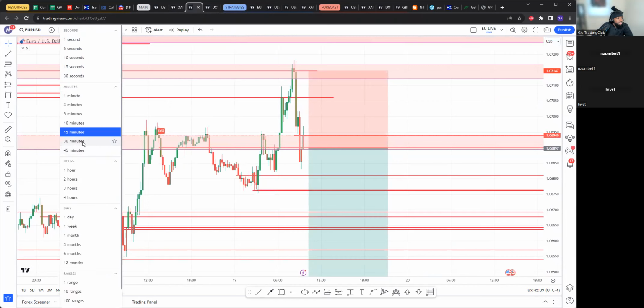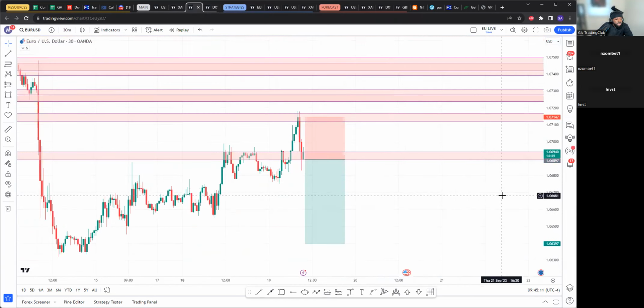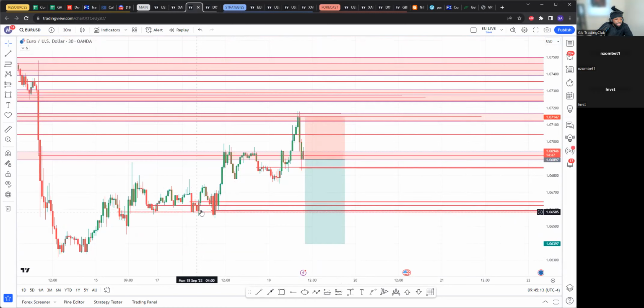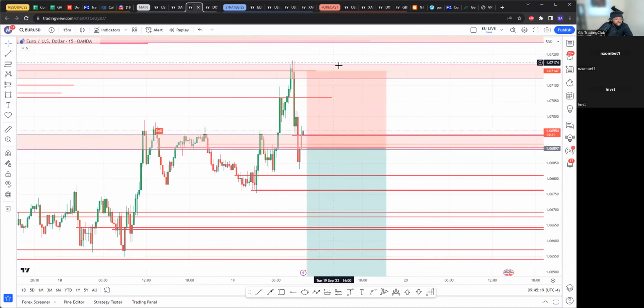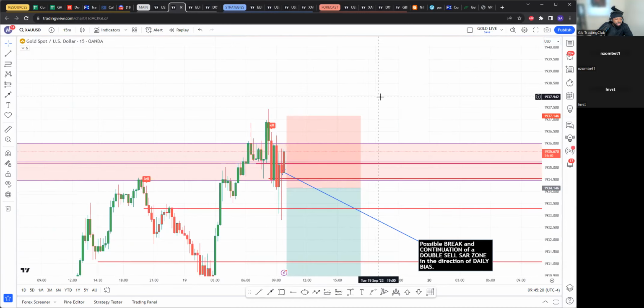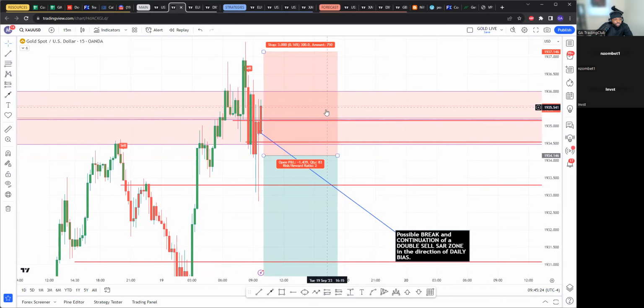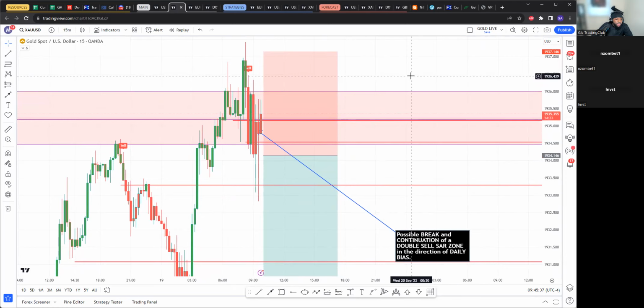So 15 minutes, 30 minutes, let's see if there's anything there. Nothing really on the 30 minutes. FX pairs also get messy with the SARs, especially on lower time frames. So unfortunately, gold did not validate with this 15-minute candle closure. So we'll just wait for gold again. We might have to wait for a couple more, maybe another hour or so.